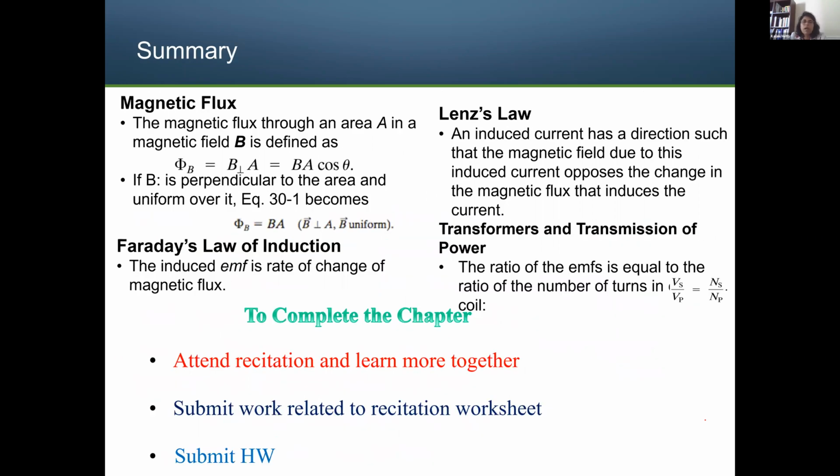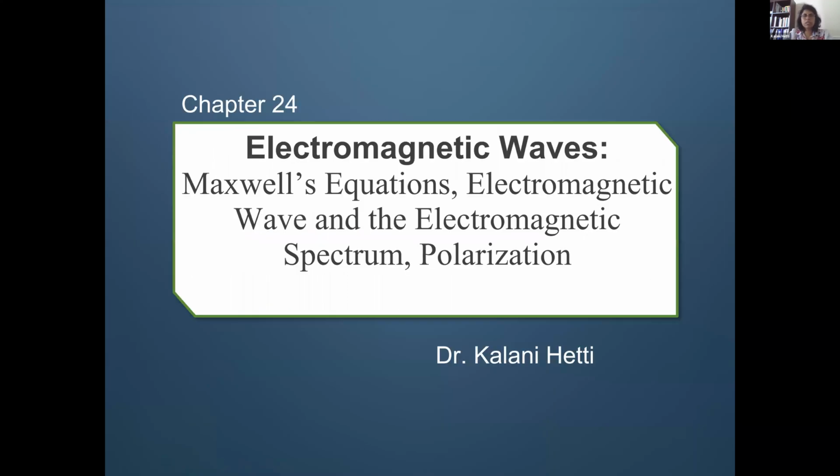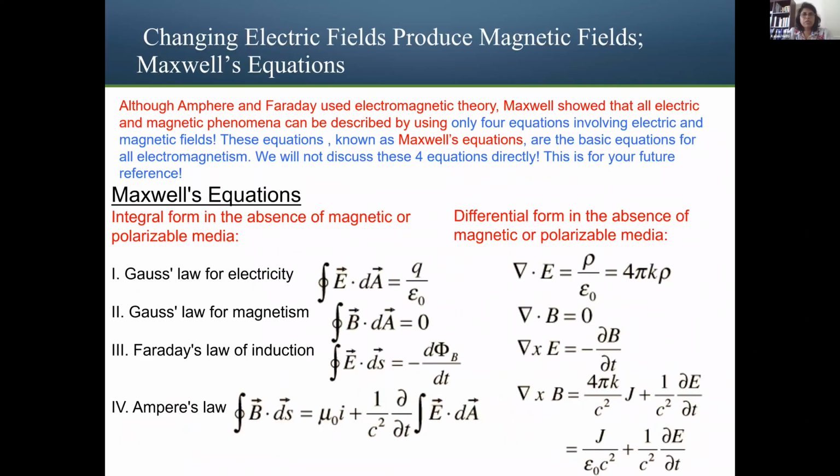Okay, so let's stop here. Not really, actually, we need to move into the next part also. I will continue this for another 5-10 minutes, okay? Chapter 24 actually discusses electromagnetic waves and polarization, so I'm going to jump into this one.